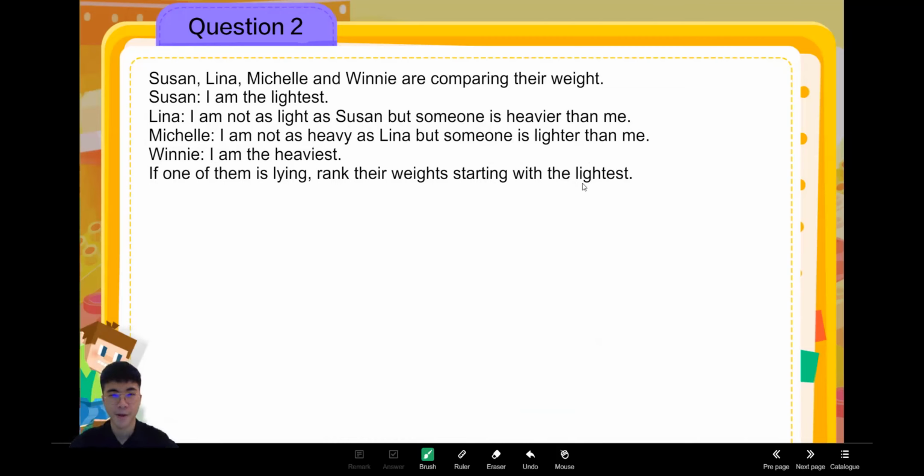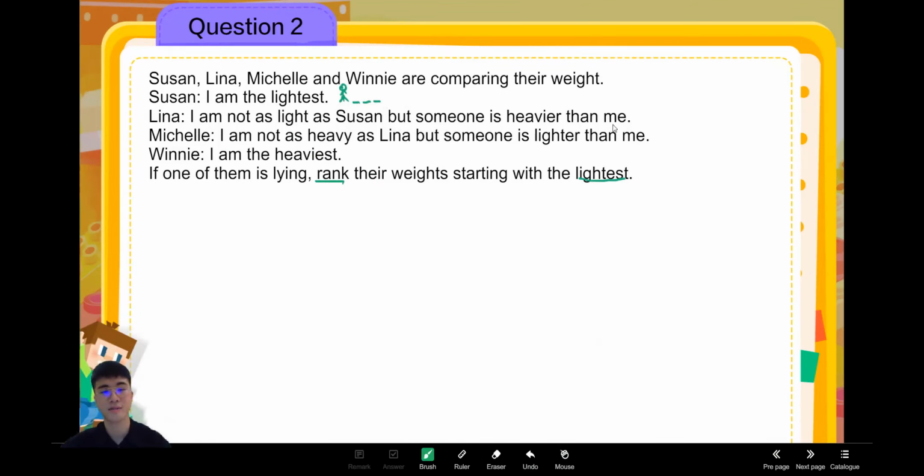So children, this question we can't use the table as the previous question anymore because we have to rank. We have to rank them from the lightest. Now let's go through the dialogue one by one. So if Susan is telling the truth, where she is the lightest, let's have one person here, assuming it's Susan, then it's supposed to have 3 more people on her right side, if we start from the left as the lightest.